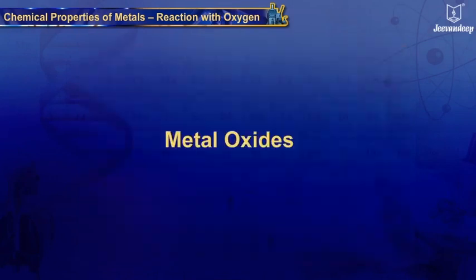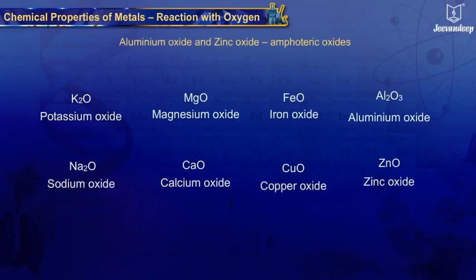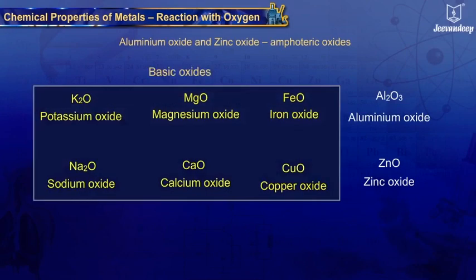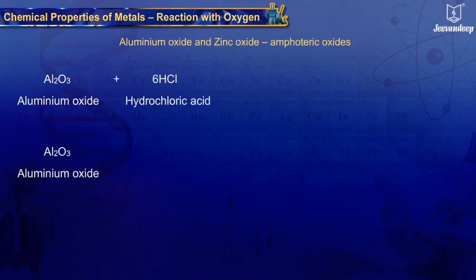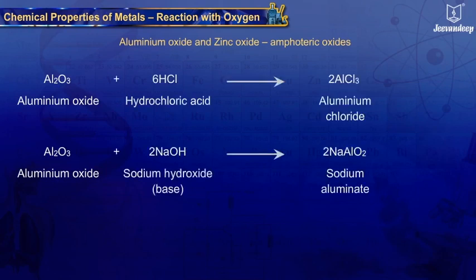Metal oxides. Metal oxides are usually basic in nature, but some metal oxides like aluminium oxide and zinc oxide react with acids as well as bases, producing salt and water. Hence, they are known as amphoteric oxides.